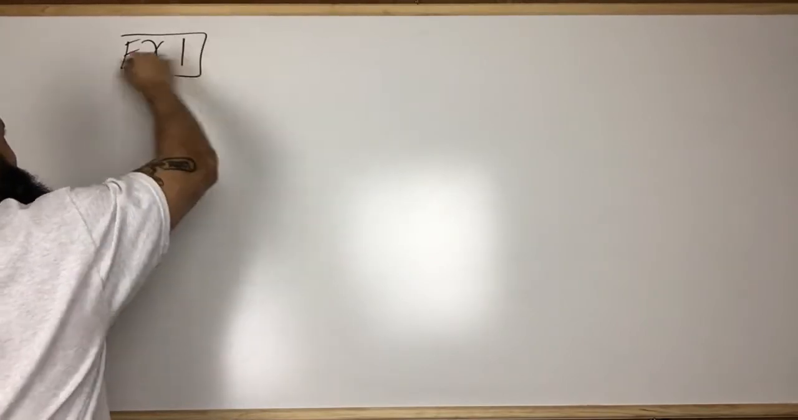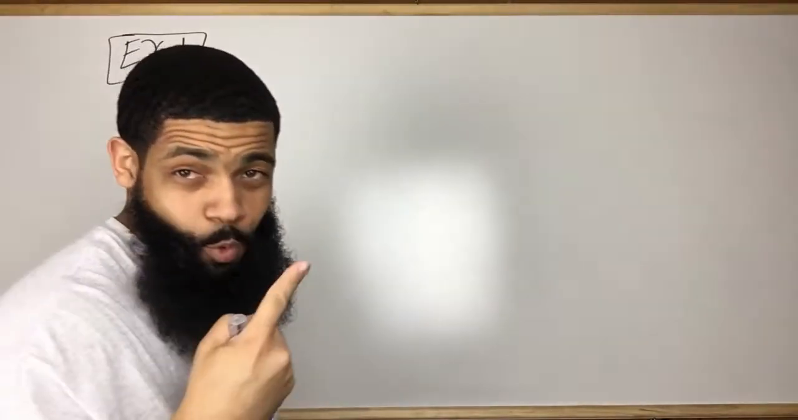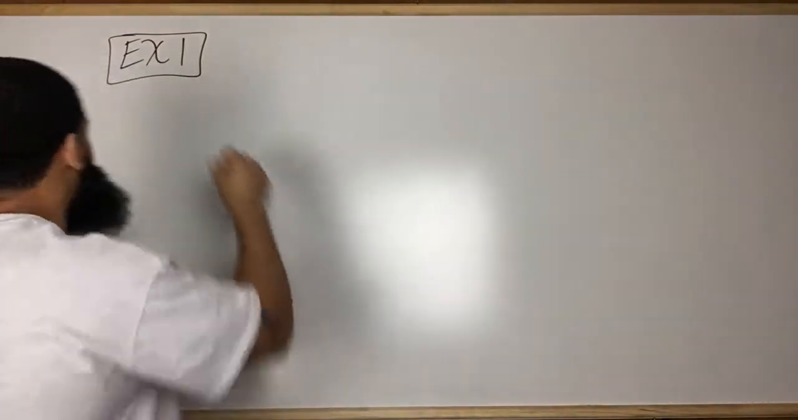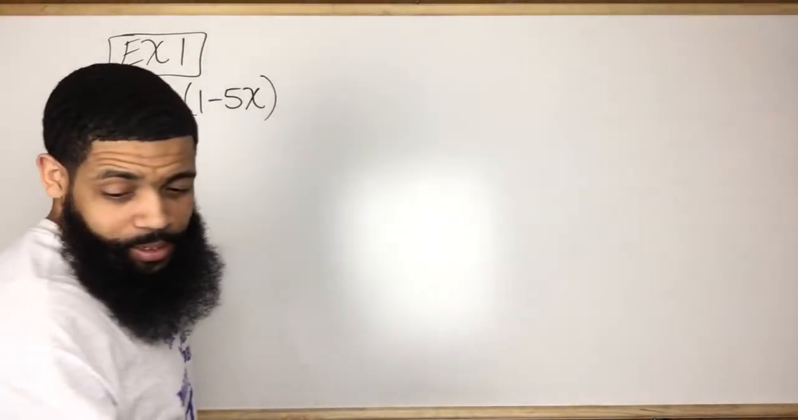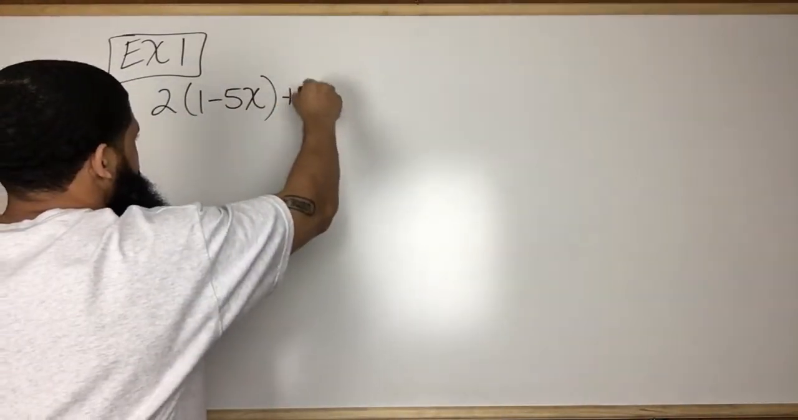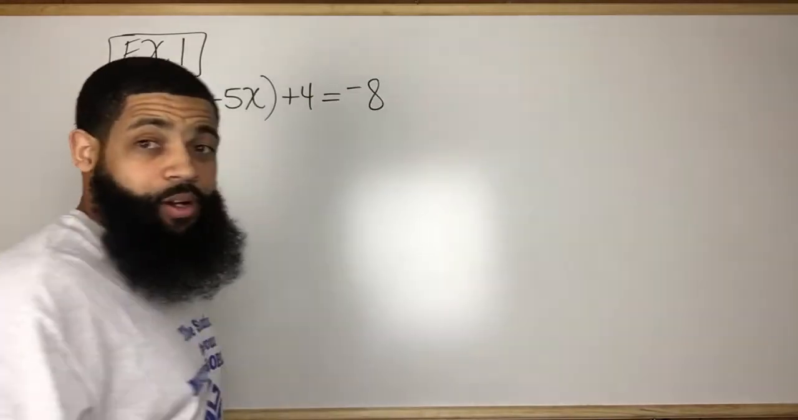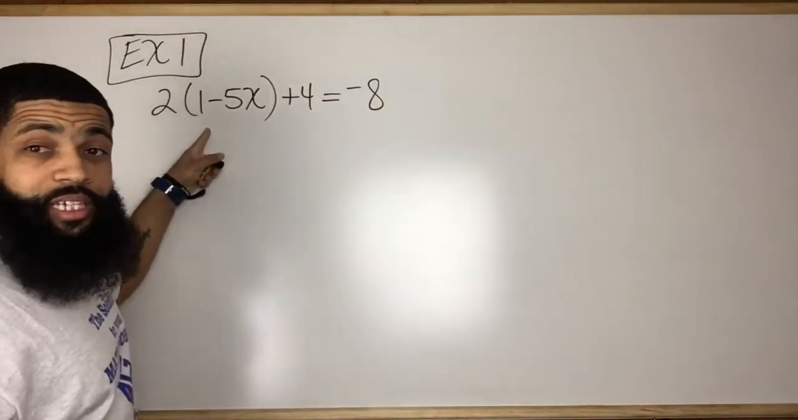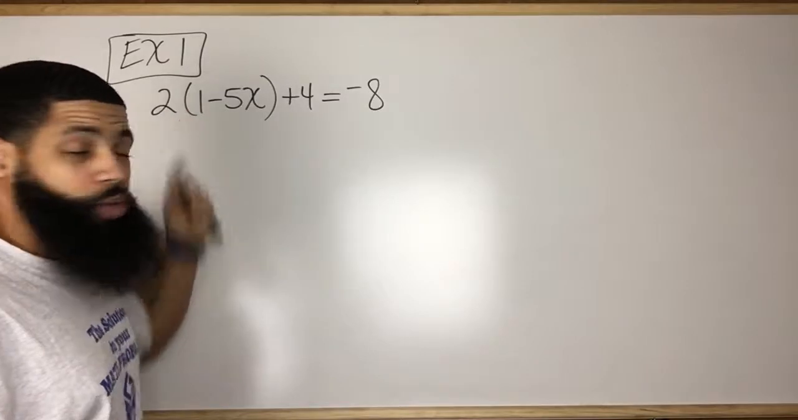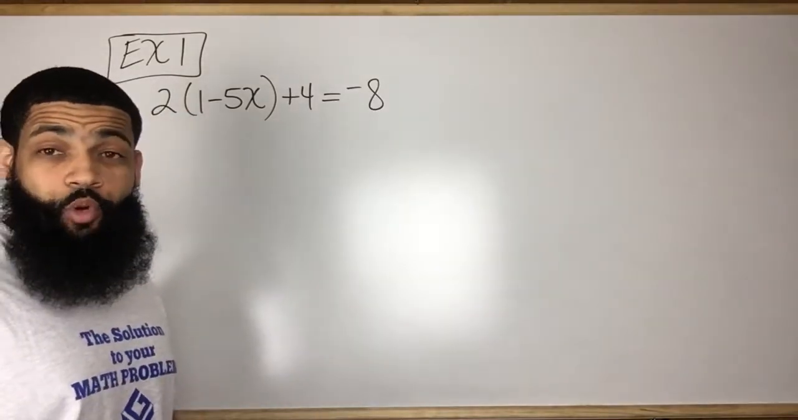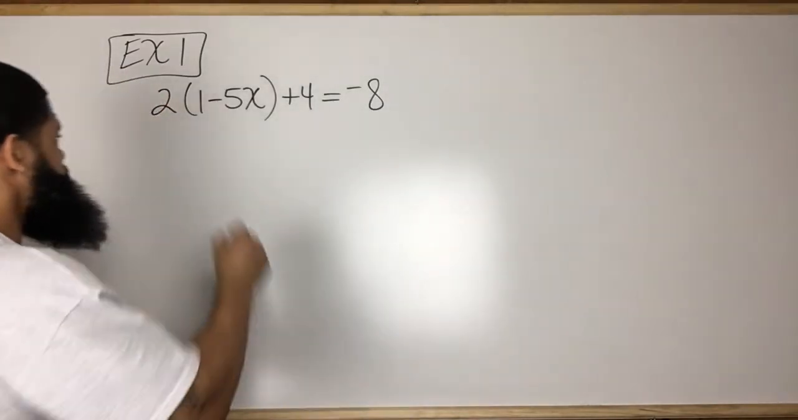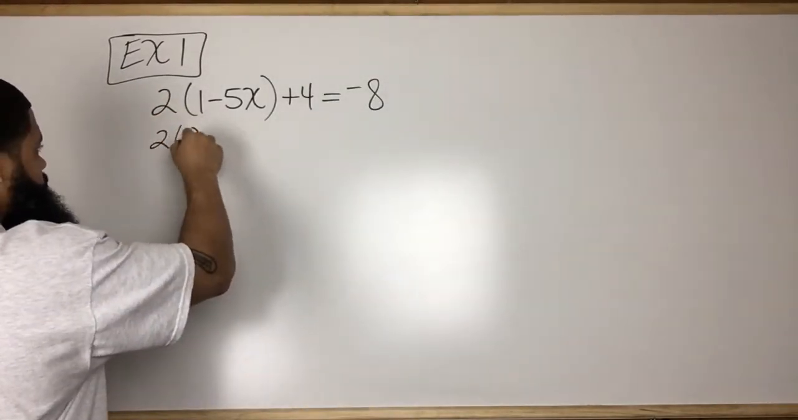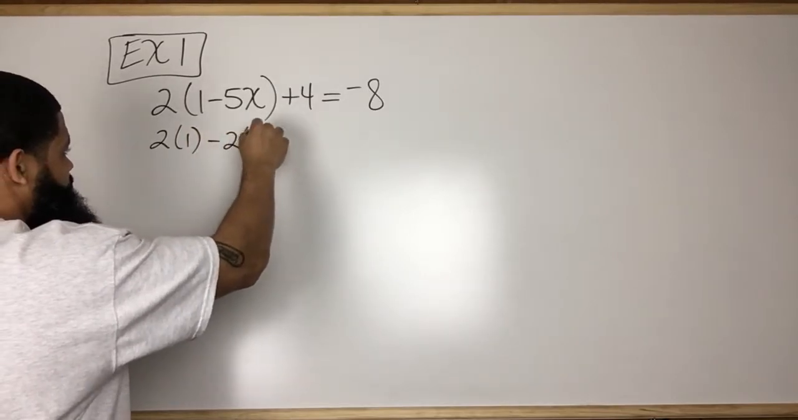Example 1. All right, 2 times 1 minus 5x, plus 4 equals negative 8. Now, notice on this left-hand side, we see 2 times the quantity 1 minus 5x. And that requires us to use the distributive property. That means we have to distribute the 2. So we're going to take 2 times 1 minus 2 times 5x.